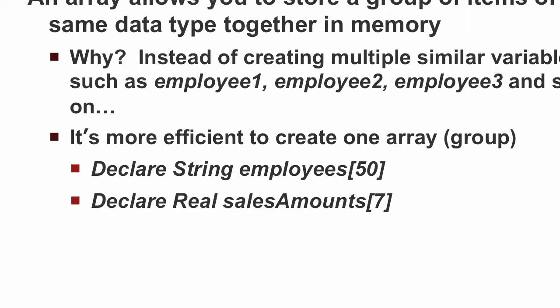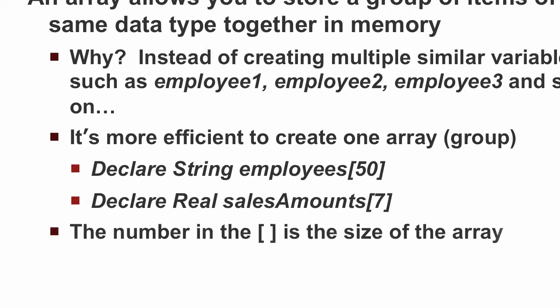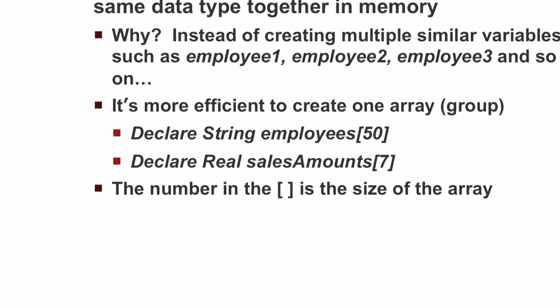All right? And here's another one. We can say, okay, declare a real, which is a number, array called sales amounts, and it's going to be 7 elements big. So the number in the brackets is the size of the array.